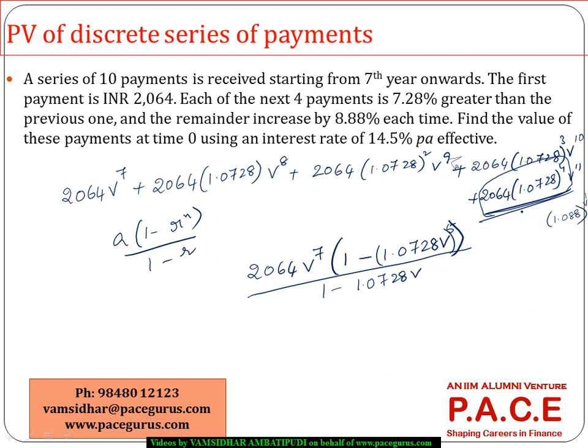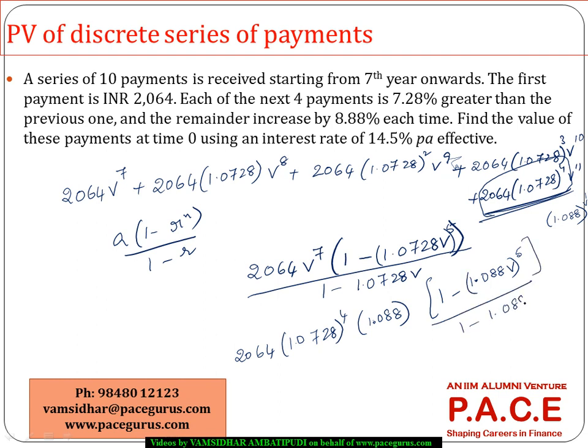So probably what could have happened is the first term would have been 2064 into 1.0728 to the power 4 into 1.088. This is the first term, right? This is A into 1 minus r power n, where r again is 1.088 v, to the power 5, divided by 1 minus 1.088 v. This would happen to be the first term, right? These are the 5 terms that are there. And even this will be here. This would become v power 12.